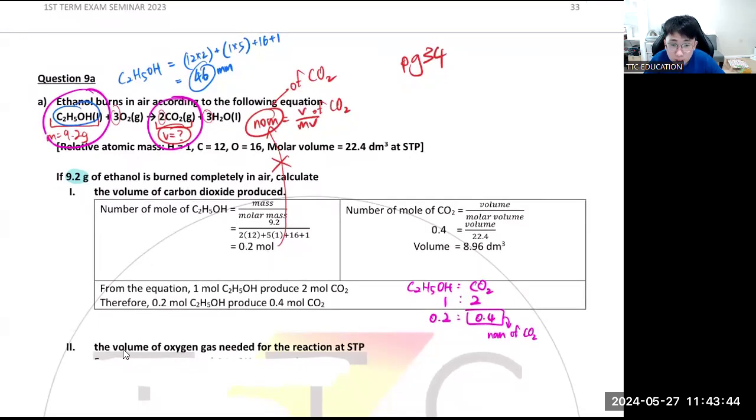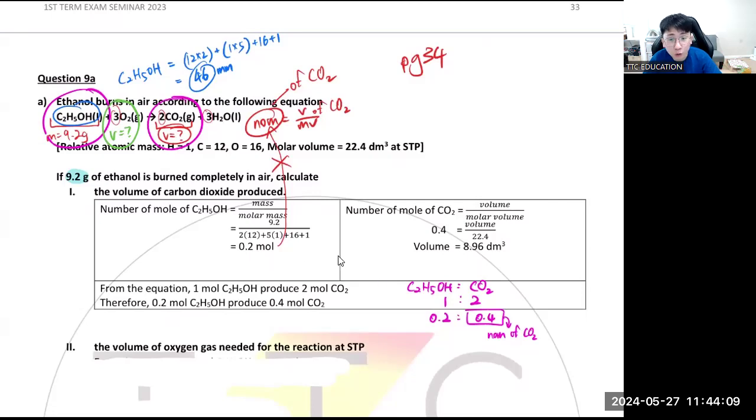And then number two is to calculate the volume of oxygen needed for the reaction. So guys, now they want the volume of oxygen, something different. They want the volume of O2, the green color one. What we can do is use the number of mole of your ethanol from the previous question, the 0.2. But now your ratio is to the O2.